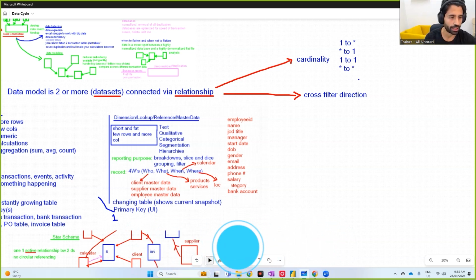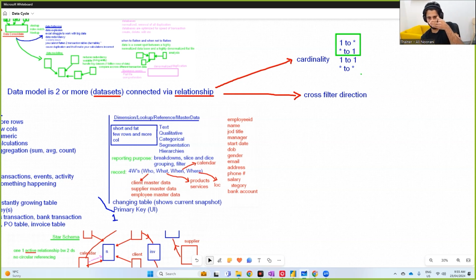Which one is the default cardinality? One to one? Default? No, these two: one to many and many to one. Correct. It's actually the same thing. If you're looking from the dimension to the fact, it's one to many. If you're looking from fact to dimension, it's many to one. This is your default.